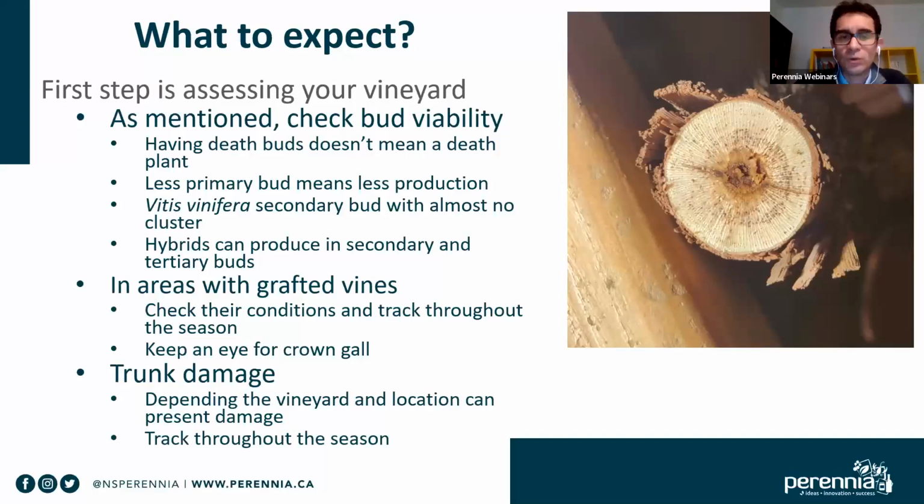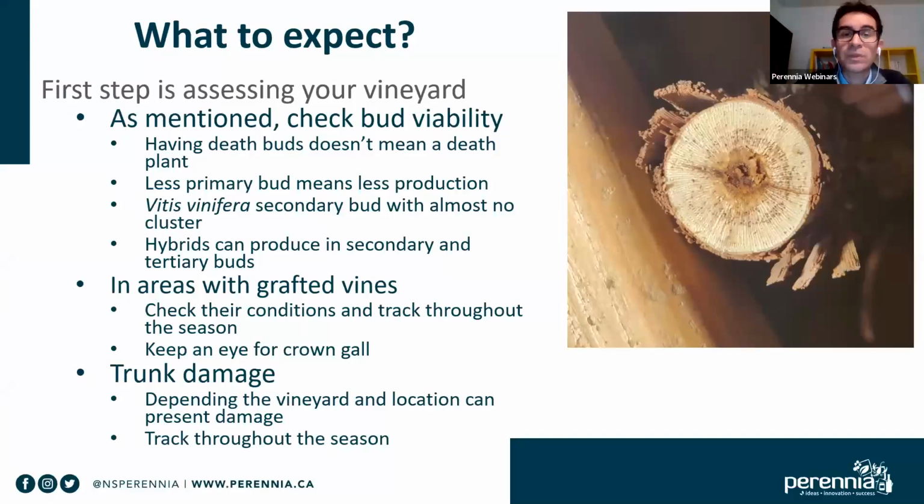Usually, as you know, we have the secondary and tertiary buds, but in Vitis vinifera, the secondary buds have almost no cluster and no production. On the other hand, hybrids can produce in the secondary and tertiary buds, but it's good to keep in mind the conditions of each plant, just to try to keep a balance depending on the canopy and the fruit.